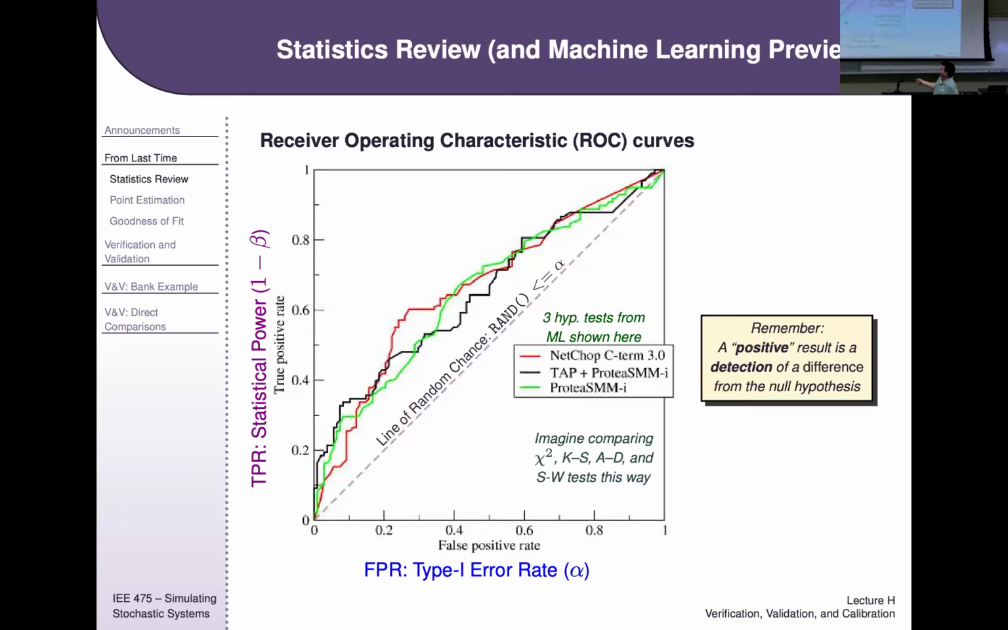So most statistical tests are somewhere in between. Here are 3 statistical tests. These happen to be 3 machine learning classifiers. But again, it works with a t-test, a chi-squared test, a KS test, all of that. You can plot these for every critical value in the back of the book, and you can sketch out one of these curves.